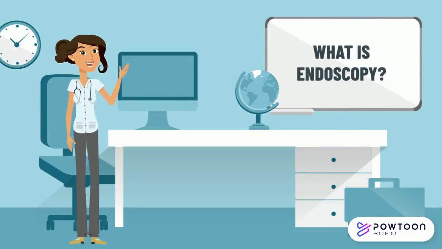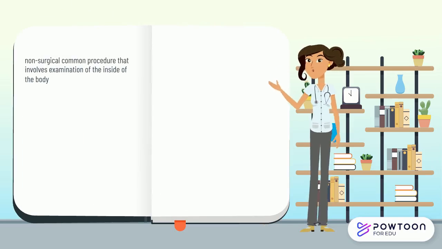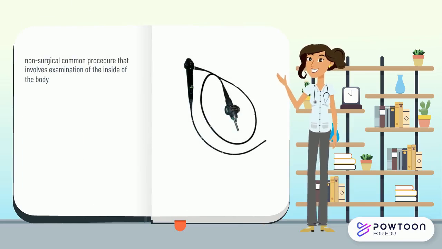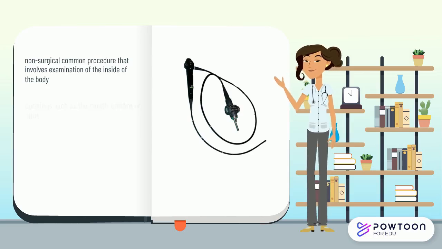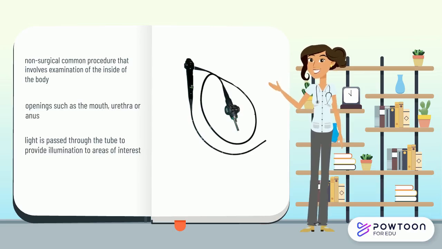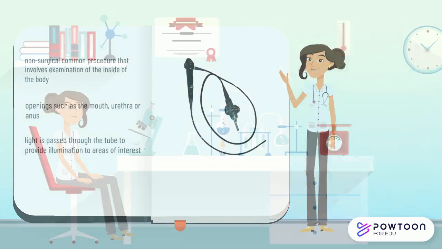So what is endoscopy? Endoscopy is a non-surgical common procedure that involves examination of the inside of the body. The procedure includes use of an endoscope, a device made of a long flexible tube with a lens on one end and camera on the other. The lens leading end is inserted into the body through openings such as the mouth, urethra, or anus. Light is passed through the tube to provide illumination to areas of interest that are magnified via a video camera, then such projections are seen through a screen that can be viewed by a doctor.